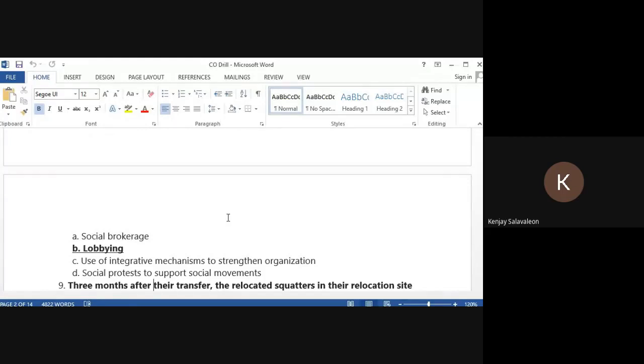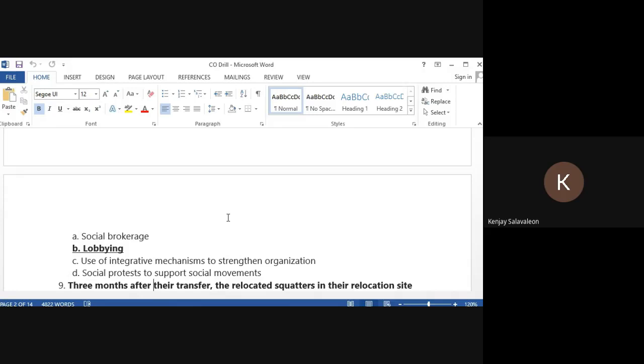That is social brokerage. Lobbying, ito yon, yung definition kanina, a group, may it be a core group that you're trying to organize, umupo doon sa legislative session that they think that the community feel na yung isang policy ay oppressive. Ang isang policy is alienating. Therefore, they sit in that legislative body for them to hear their concern. Yun yung lobbying. Third is use of integrative mechanism to strengthen organization. Marami itong sub-elements na we will discuss later. And last would be social protest to support social movement.